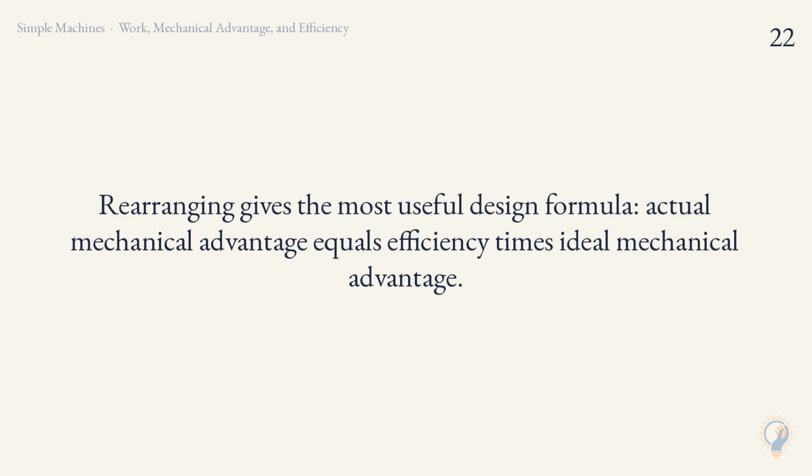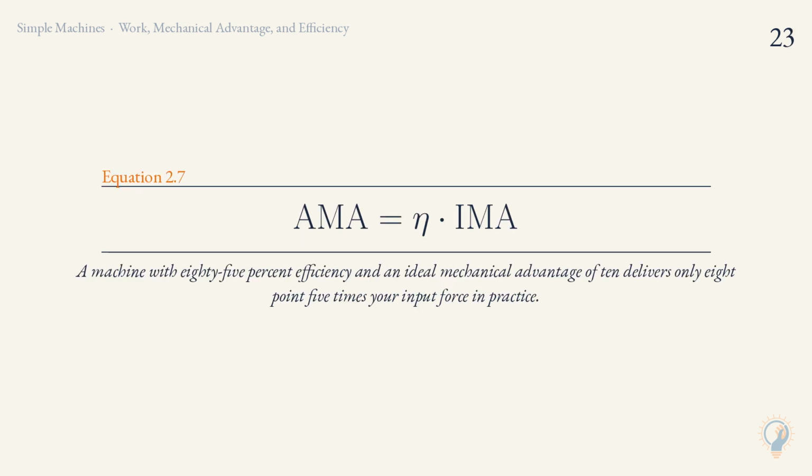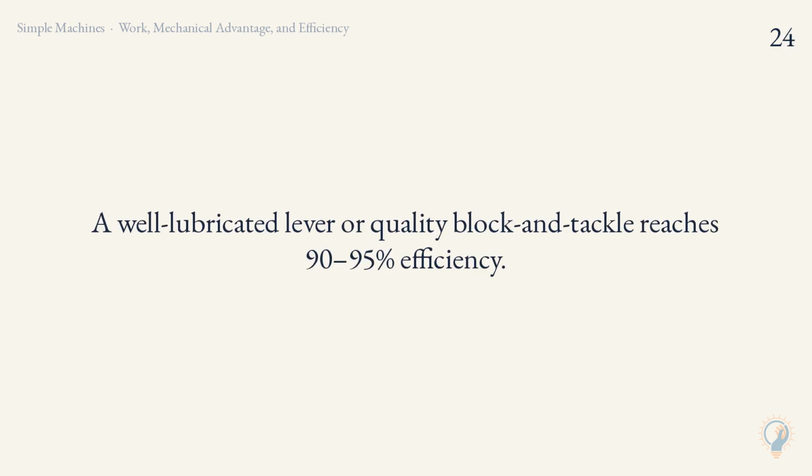Rearranging gives the most useful design formula. Actual mechanical advantage equals efficiency times ideal mechanical advantage. Equation 2.7. AMA equals eta times IMA. A machine with 85% efficiency and an ideal mechanical advantage of 10 delivers only 8.5 times your input force in practice. A well-lubricated lever or quality block and tackle reaches 90 to 95% efficiency.